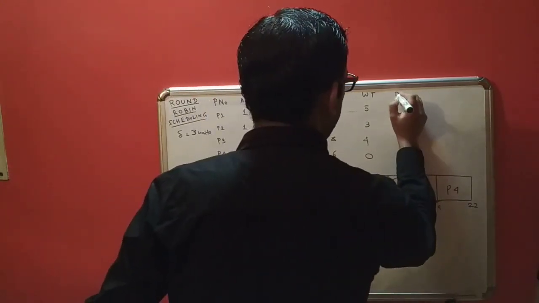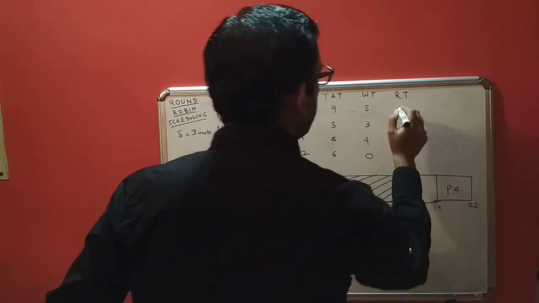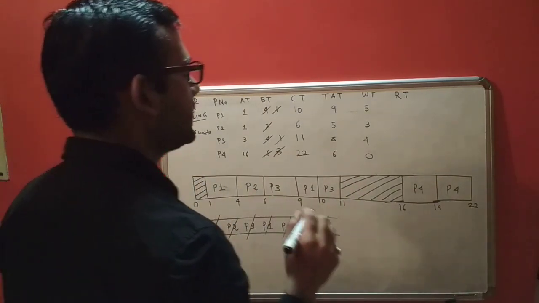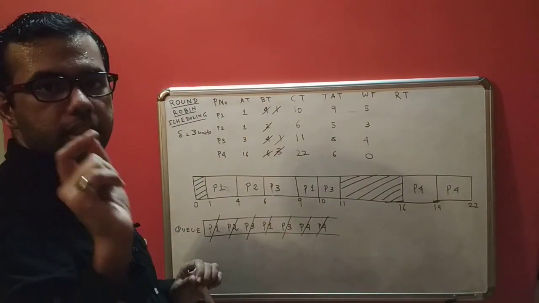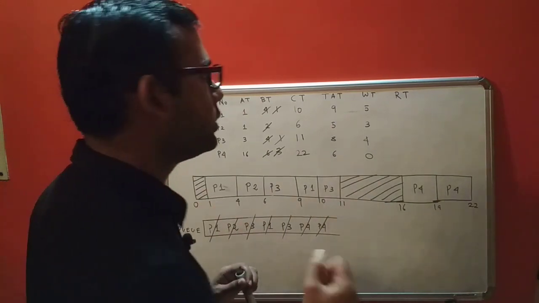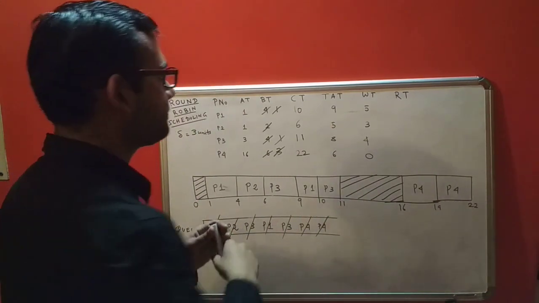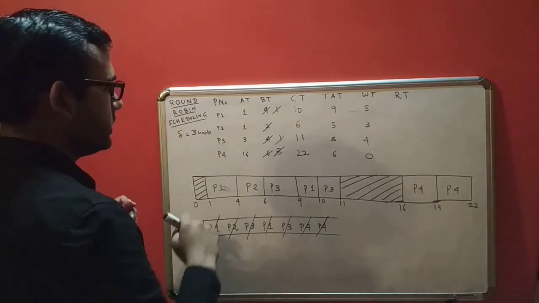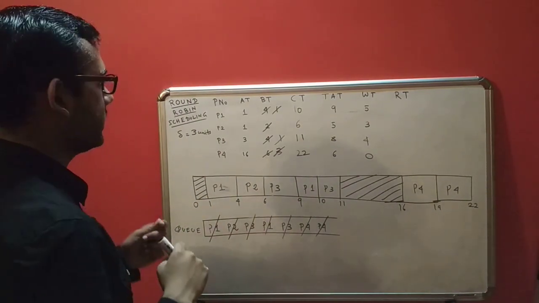And the last parameter that is commonly asked for is RT. RT is the response time. Response time is the first instant at which a process gets hold of the CPU after it has arrived in the system. Now see, in order to find the response time, we need to make use of the Gantt chart.